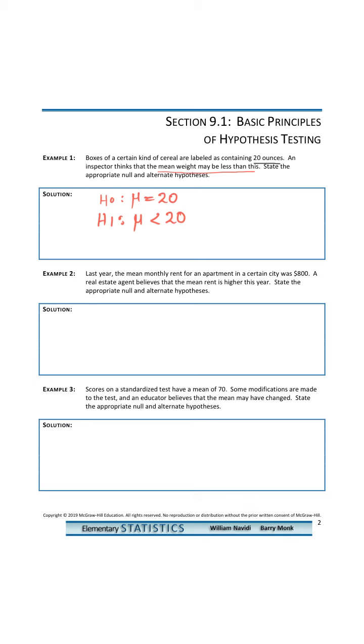In example 2, the mean monthly rent for an apartment in a certain city was $800. A real estate agent believes that the mean rent is higher this year. That means more than $800, right? That will be the alternate hypothesis. The null hypothesis says that there is no change. So the null hypothesis will be mu equal 800 and the alternate hypothesis will be mu greater than 800.